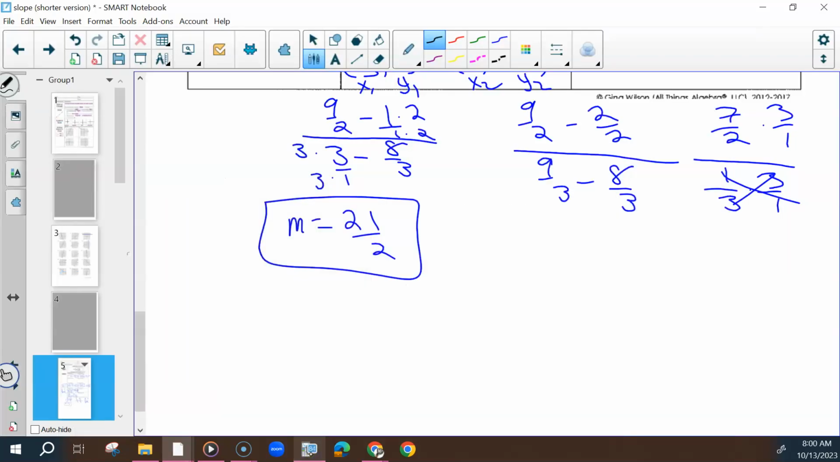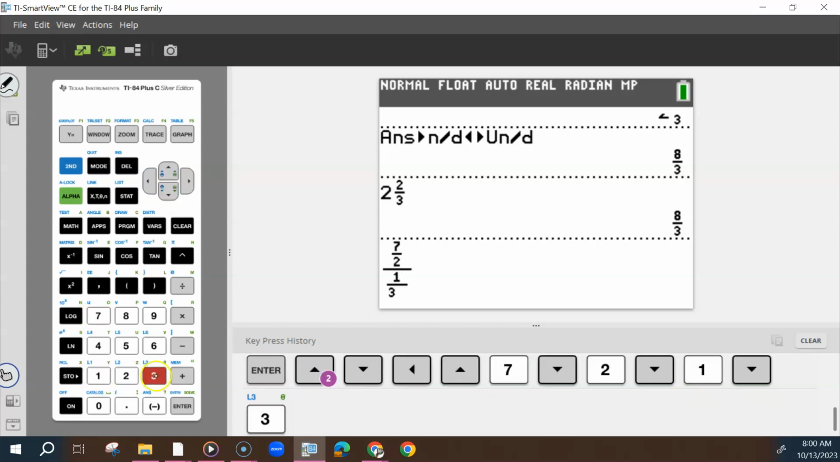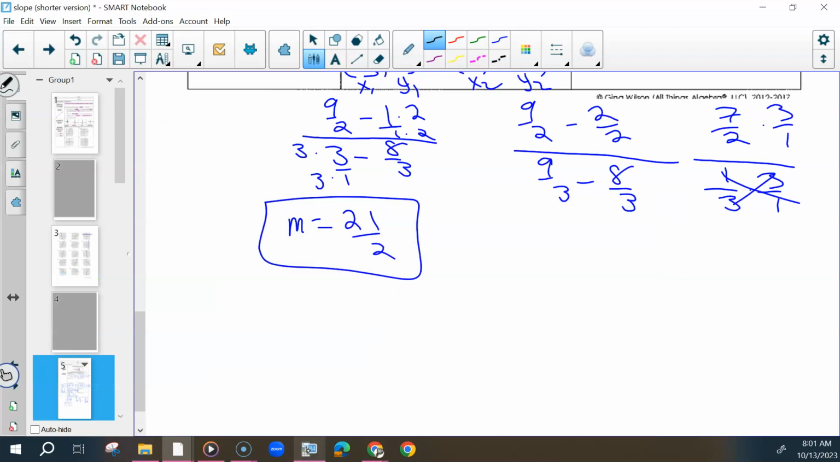And then we have 7 halves and 1 third. So as long as you put them in correctly, you will get the right answer. But if you put any fraction in the wrong part, you will not get this answer. Right. Now, I'm going to have you do these 2 problems, and I'm going to show you how you can check yourself in Desmos and work on other problems in Desmos.